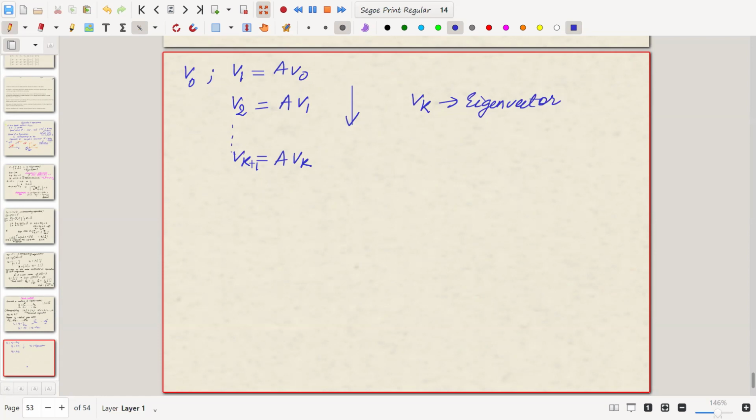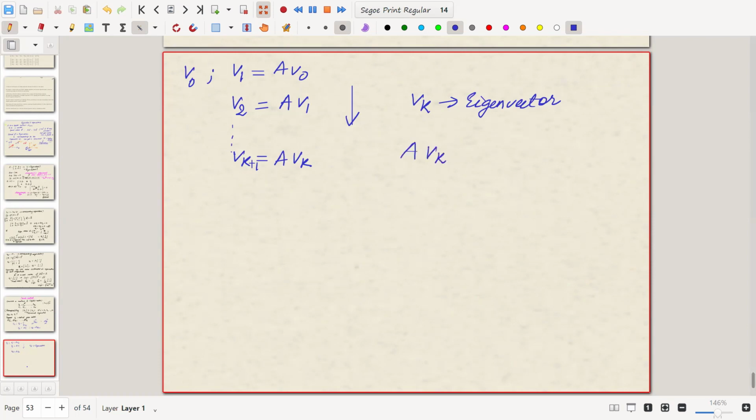I told you the concept of a unit vector, right? Vk is an eigenvector, but it doesn't necessarily mean that it will be a unit vector. It will have some magnitude. First of all, we will do a unit vector transformation, but I will not tell you why because it might be confusing. We will see that later.